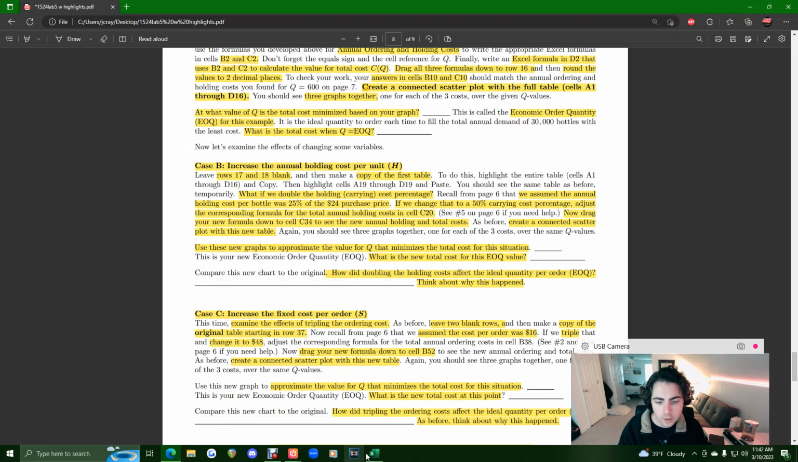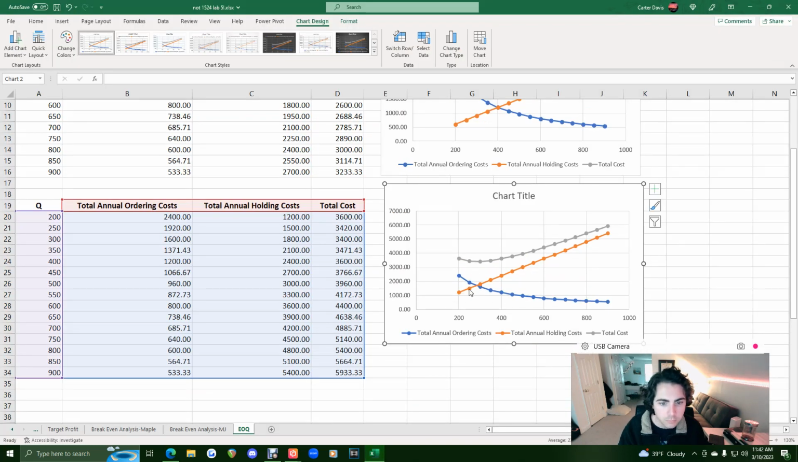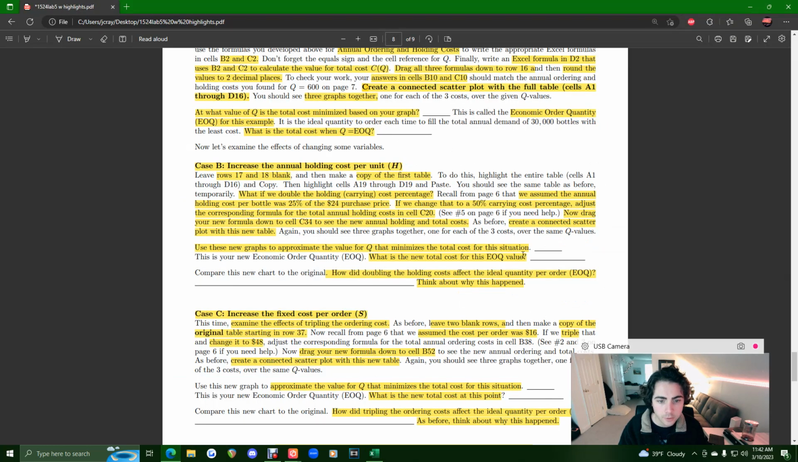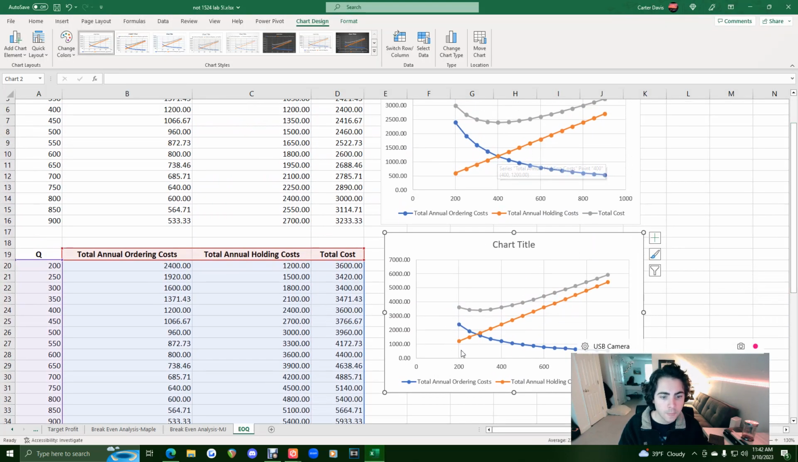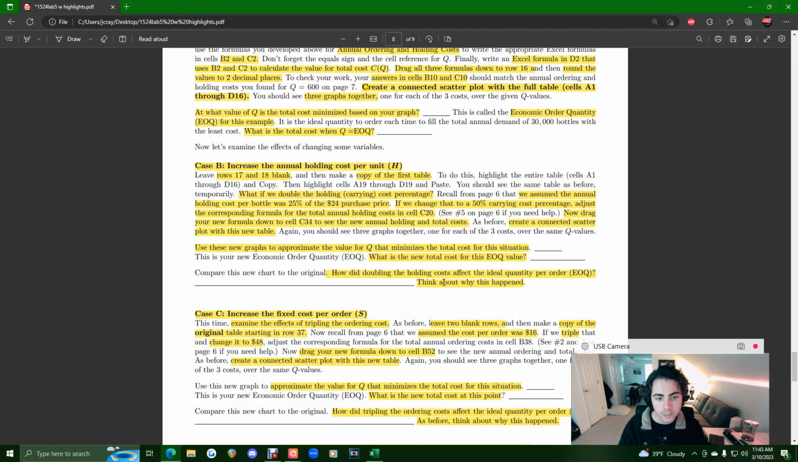And then what's the new total cost? Little iffy, but the one at 300 is about 3,400. So maybe a little less than 3,400, maybe like 3,200. I don't know, 3,300. So maybe 3,300. Compare this new chart to the original. How did doubling the holding cost affect the ideal quantity? Think about why this happened. So in the first one, the ideal quantity was about 400. And in this one, we said it was about 280, right? So increasing the holding cost, doubling it, made the ideal quantity go from 400 to 280. It lessened it, right? It made it decrease. Think about why this happened.